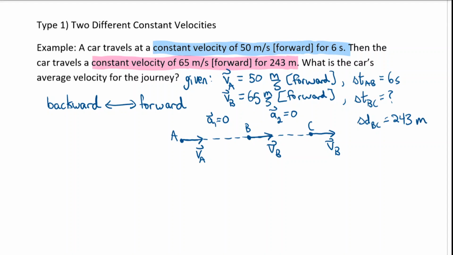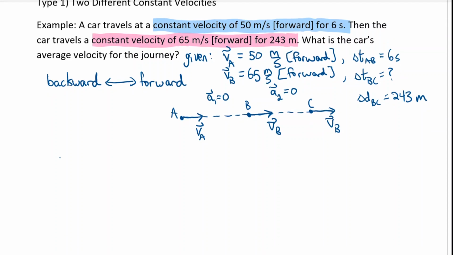Okay, so to get started here, we're trying to figure out what the average velocity is. To start, let's just think about what average velocity is. Average velocity is the displacement we traveled, so this would be our displacement from A to C, over the time of this trip. So we're going to need to know what this total displacement from A to C is, and then what our time is to get there. So we're going to break this down into these two intervals here.